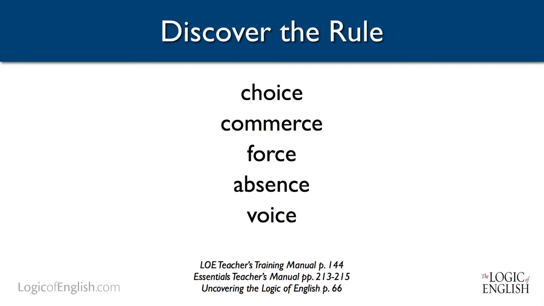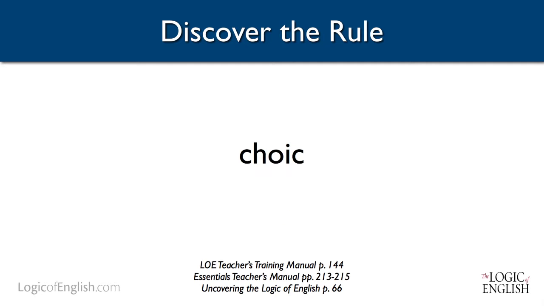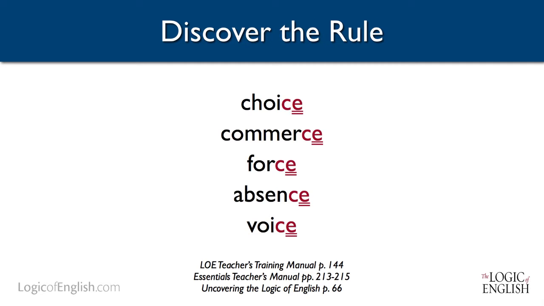Let's look at these words. Why do we have a silent final E in choice, commerce, force, absence, and voice? In fact, what would it say without the E? You're right, it would say choik. So we need the E to make the C say S in choice, in commerce.